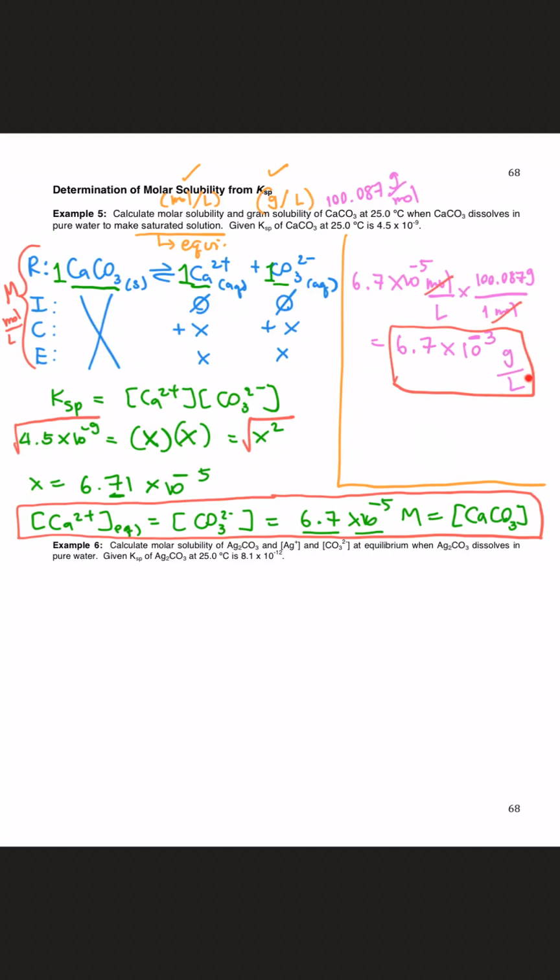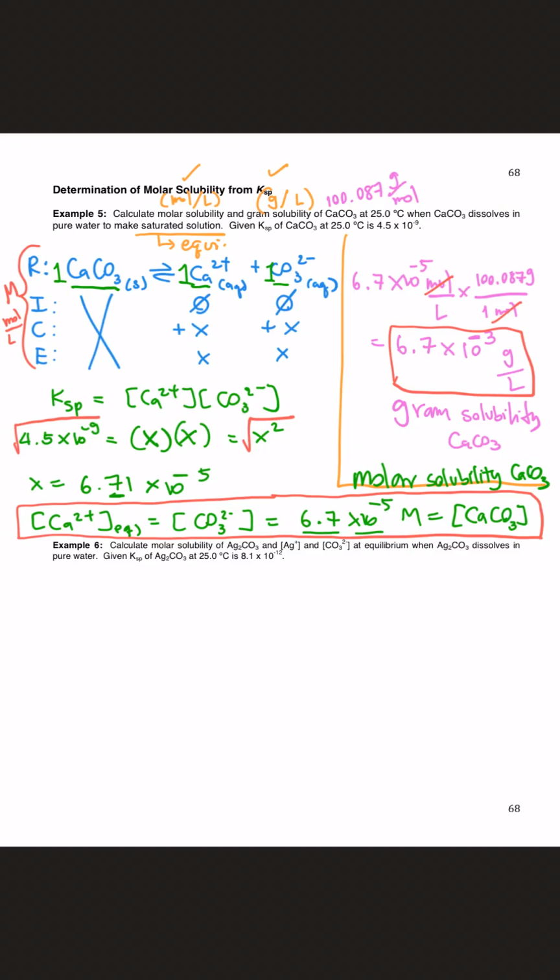And this answer right here would be the gram solubility of calcium carbonate. And this answer here would be the molar solubility of calcium carbonate. These two numbers tell us that, from the first one, for every 1 liter of solution, calcium carbonate can dissolve only 6.7 times 10 to the negative 5 mole. Or from the gram solubility, you can say that for 1 liter of solution, only 6.7 times 10 to the negative 3 grams of calcium carbonate can dissolve in water.